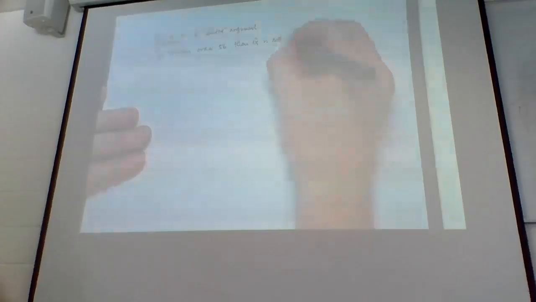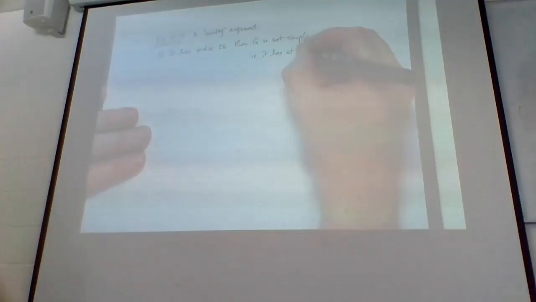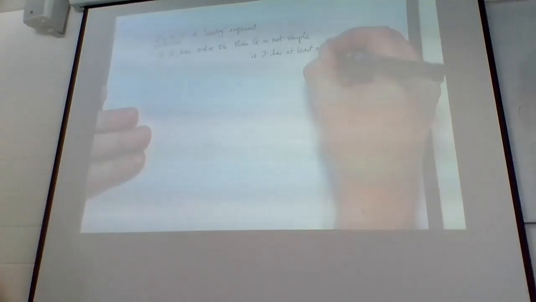So the statement here is, if G has order 56, we expect multiple groups of size 56. If G is order 56, then G is not simple. I.e., it has at least one normal subgroup.